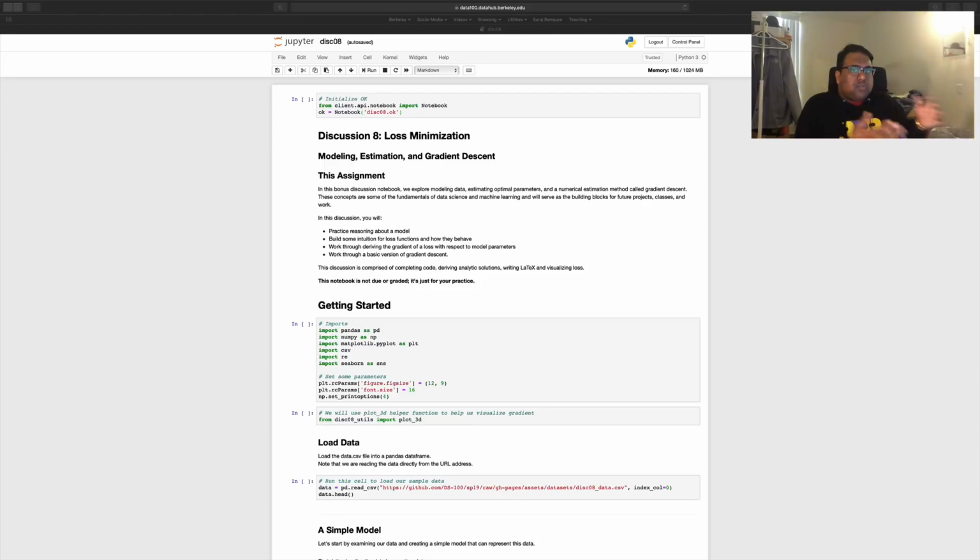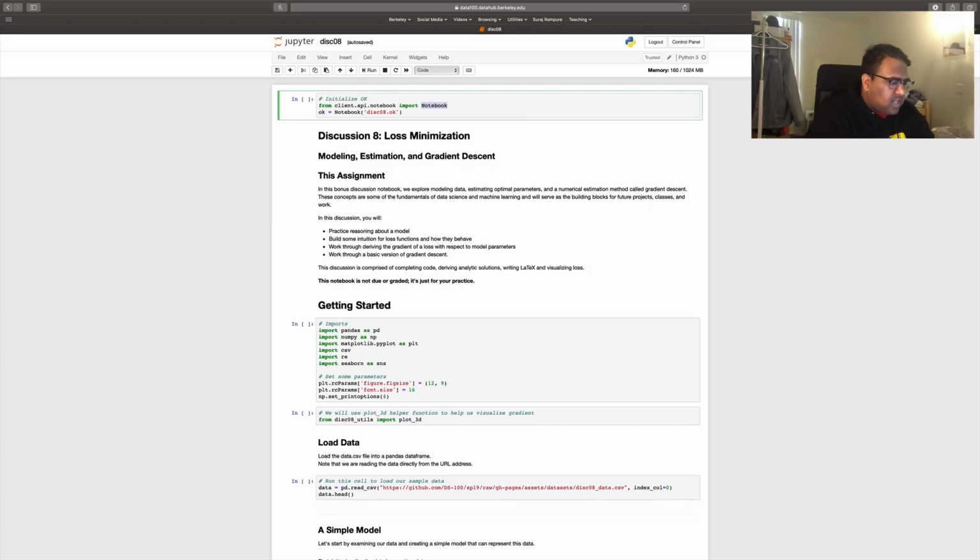So how this will work, we'll go through the notebook, but whenever I think we need to do some math, we'll switch to the iPad. Okay, let's get into it. So this discussion is on loss minimization, so modeling, estimation, and gradient descent. So why don't we start running it?